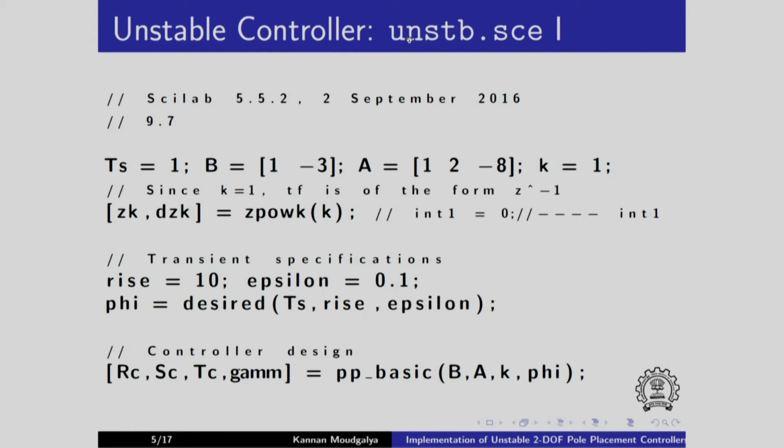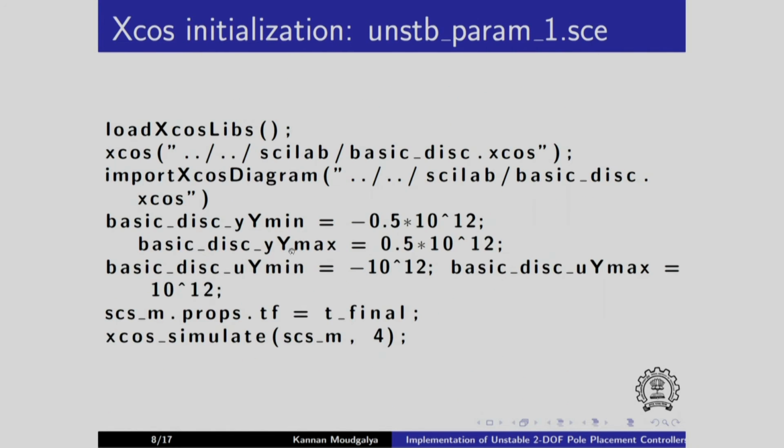So I have given the Scilab code for this. It is called unstb.sce. It also uses desired, pp basic and so on. You have already seen this earlier, and after that I invoke this xcos function called basic underscore disk by running this Scilab code in the console. It loads, it opens, assigns values, and it also simulates. You do not have to press any button once again.